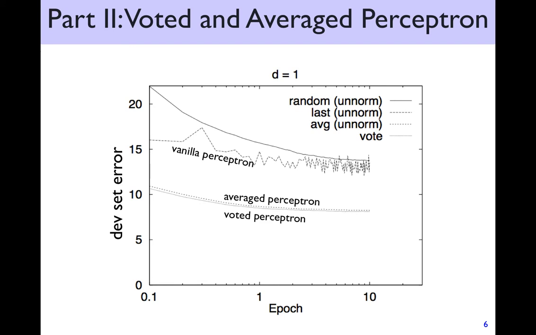So voted perceptron and average perceptron made it a lot smoother, as you can see, a lot more stable, and also much better accuracy than vanilla perceptron. Often there is a noticeable gap. Like in homework 1, I believe it's about a 4% gap between vanilla perceptron and average perceptron.